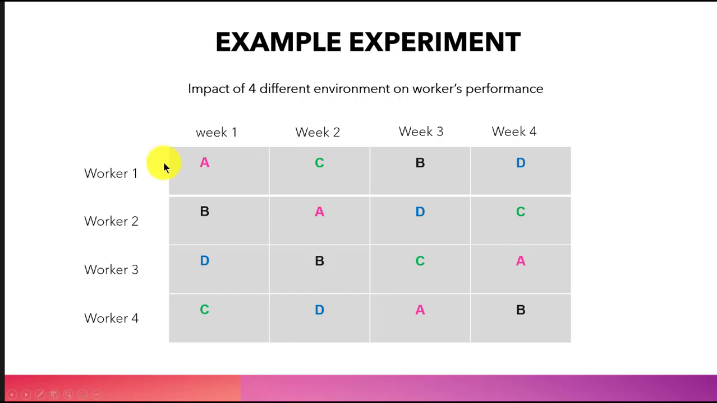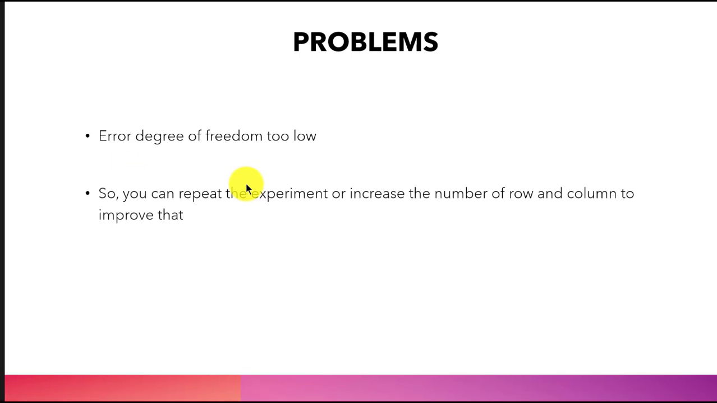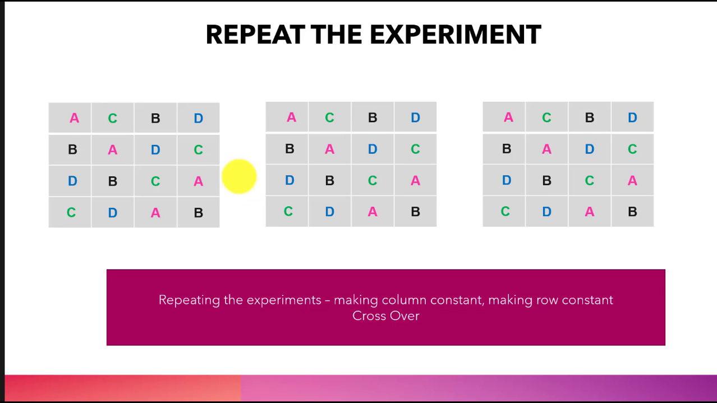And each week and each worker has all the treatments. But the problem with Latin square design is when you start doing the calculation, the error degree of freedom is too low. So what you can do is repeat the experiment or increase the number of rows and columns to improve that. For example, if you repeat the experiment, and again repeat that, it might also help you to improve the error degree of freedom.